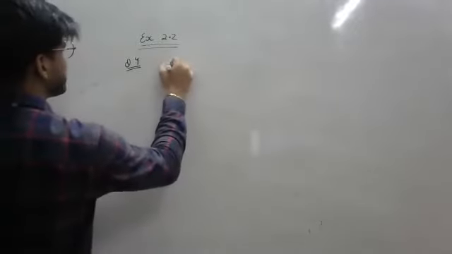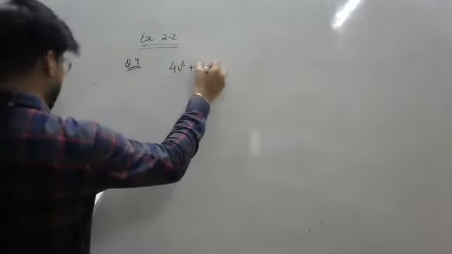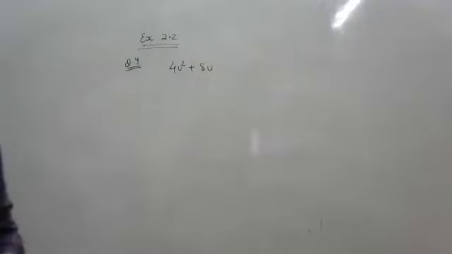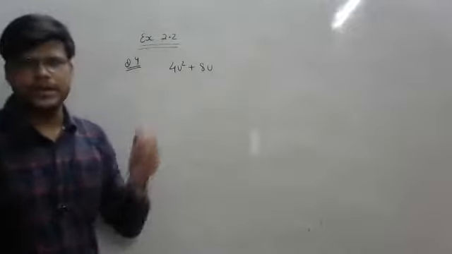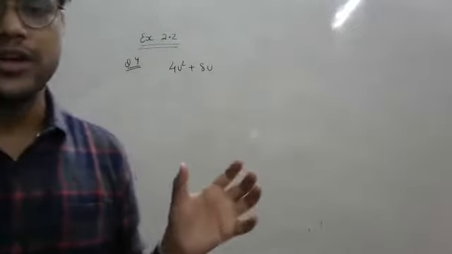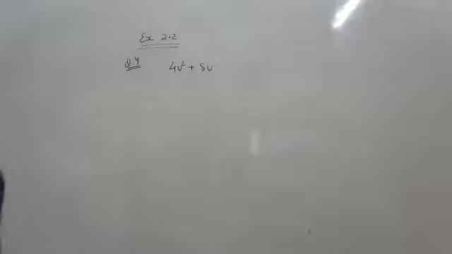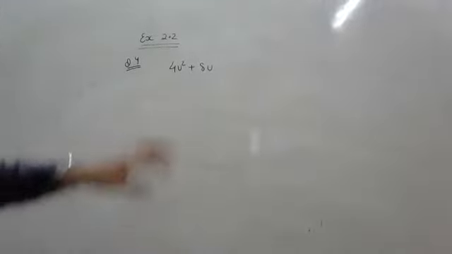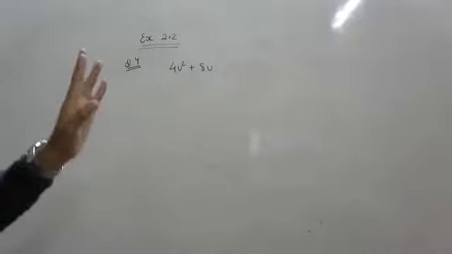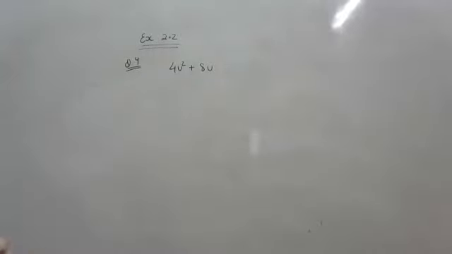So we have completed 1 and 2. 3 is similar to first and second. Fourth looks a bit different. 4u squared plus 8u. In this particular question, they are asking you, if this is a polynomial, find the quadratic equation, find its roots, and verify the relation between the coefficients and the roots.